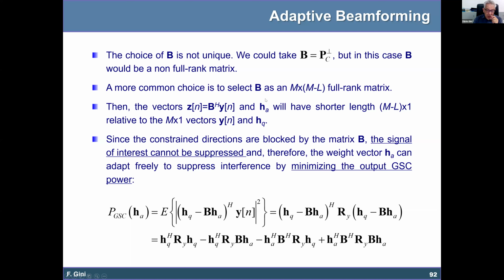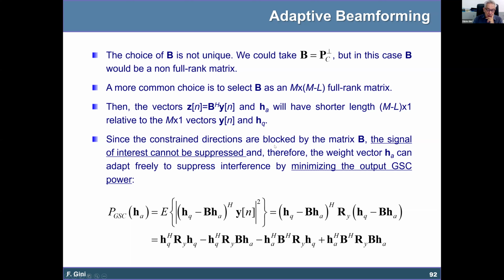But what is important is that B Hermitian times the matrix C of the constraints is equal to 0, because it should block the signal coming from certain directions. We want to pass only the interference because we want to measure the contribution of the interference and then to subtract it.